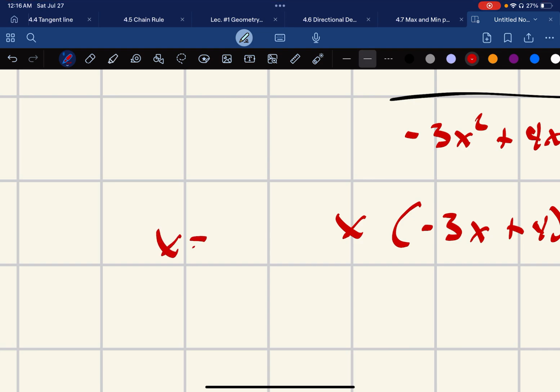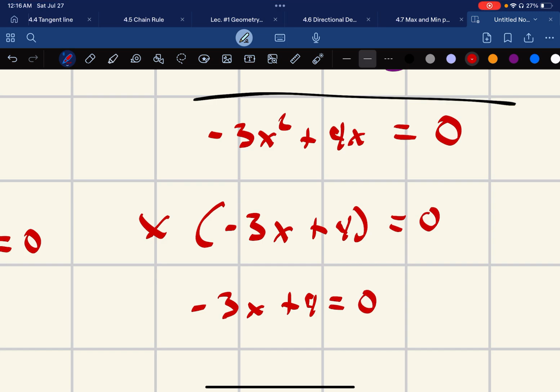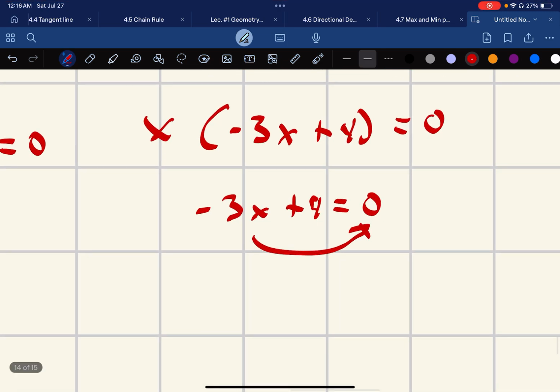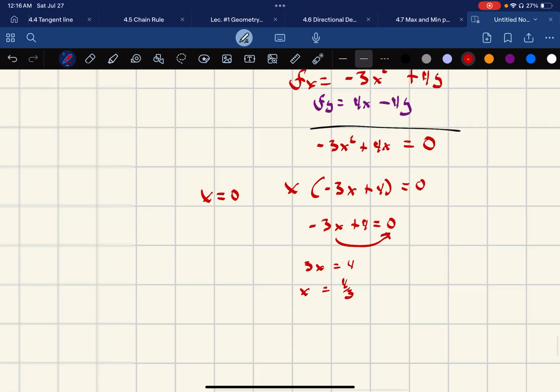So x equals 0. And we focus on this within this parentheses. So it's negative 3x plus 4 equals 0. Then put it here to make it positive. So we have 3x equals 4. Overall, we have x equals 4 thirds. So these are our two critical points for x, right?